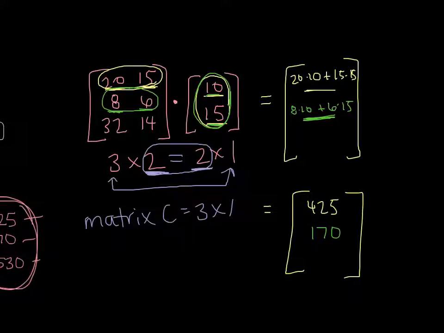And now our last one, let's use this color, we got 32 and 14, it's our third row, and now we're going to use it with the first column again. This is our third row, first column. So you take 32 times 10, and we add it to 14 times 15. That's going to give us 530.